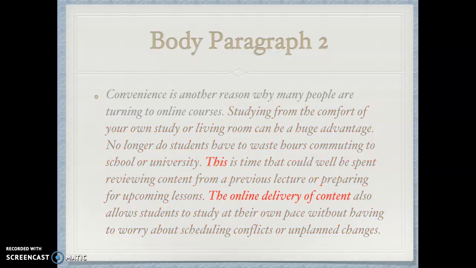Now, I'm using a slightly different strategy here to connect my sentences together. Whereas in the previous paragraph, I was using explicit linkers and connectors, here I'm using a different strategy, which is the use of pronouns and also repetition of ideas. So here I have two sentences connected together without a linker. "No longer do students have to waste hours commuting to school or university. This is time that could well be spent." So what is this? Well, the reader can easily see that this refers to the time that is saved by not having to commute to work or university.